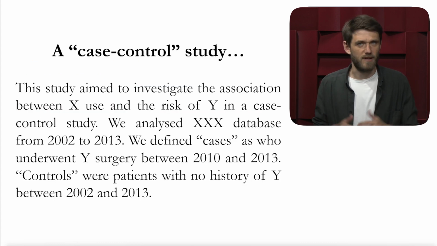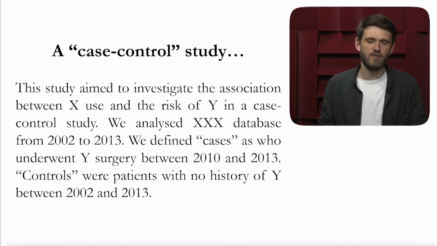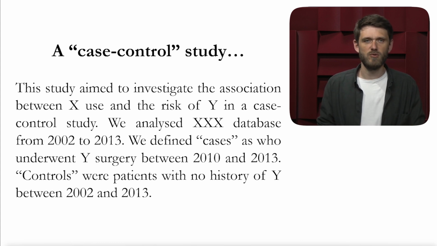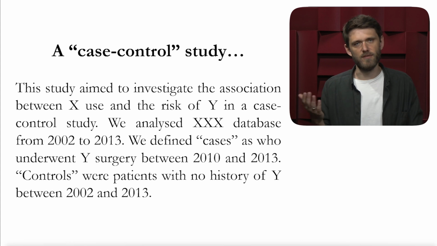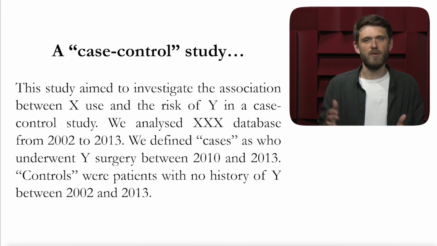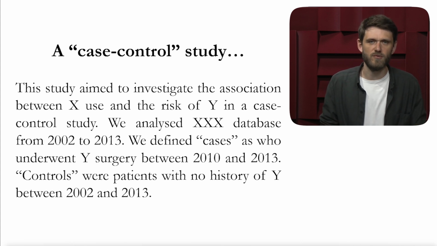An example of an unfortunately incorrectly described or incorrectly designed case control study, but a fairly recent one, is a study associating drug X and the risk of Y in this particular database from 2002 to 2013, defining cases as those that underwent surgery in this period, and controls as patients with no history of surgery or treatment of this outcome disease Y in the full study period.